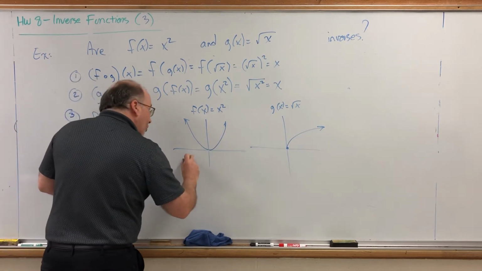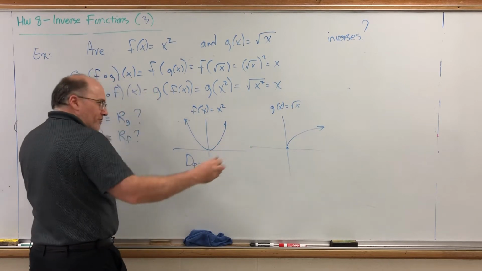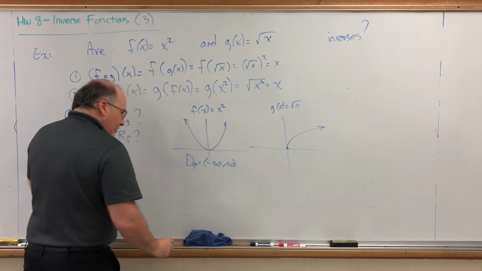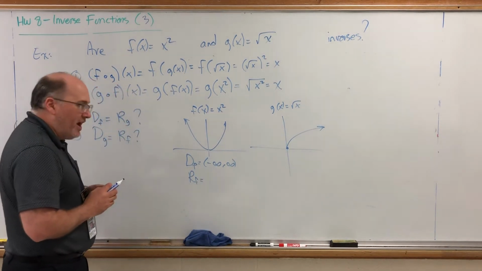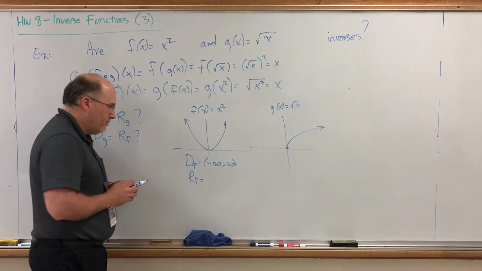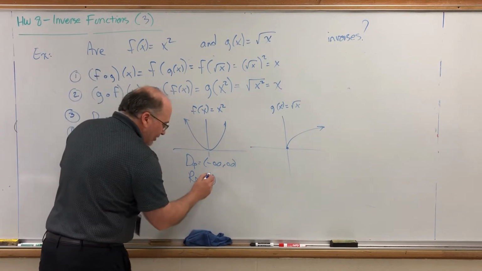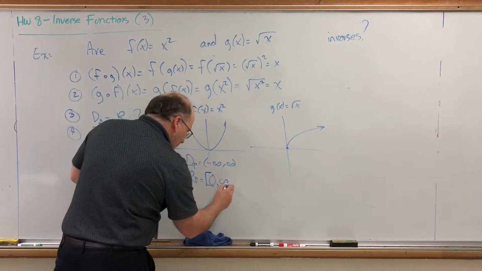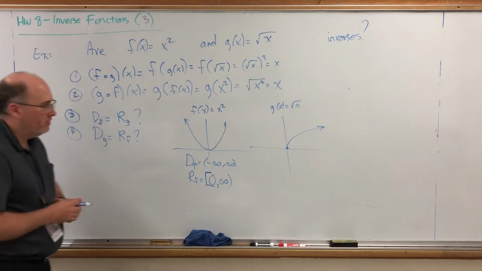Based on this parabola, what is the domain of f? Well, it goes forever left and right, so it's negative infinity to infinity. Based on this parabola, what's the range of f? Hint, it's not negative infinity to infinity. It's bottom to top. This parabola bottoms out at 0 and includes it, so it's a bracket on the 0 and goes up forever. So bracket 0 to infinity.